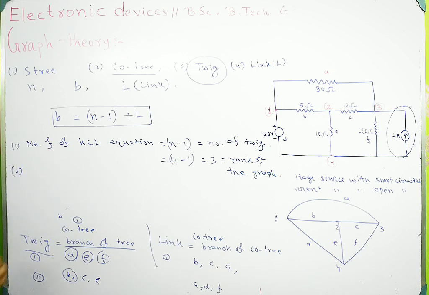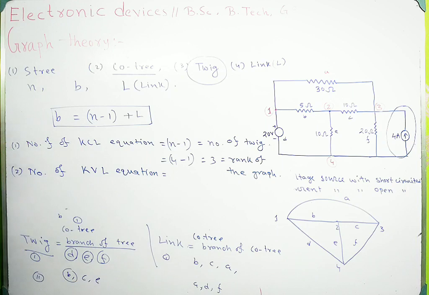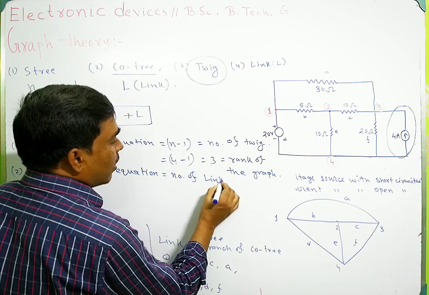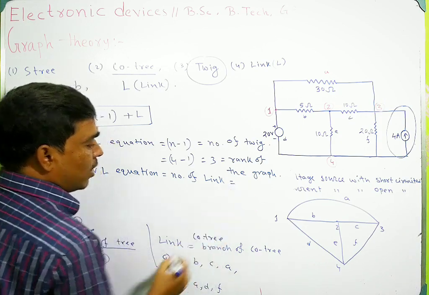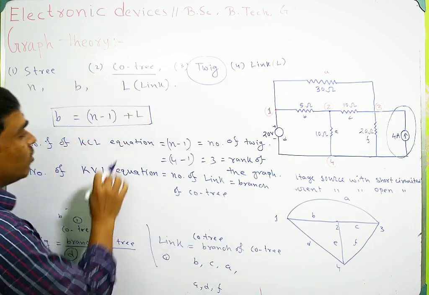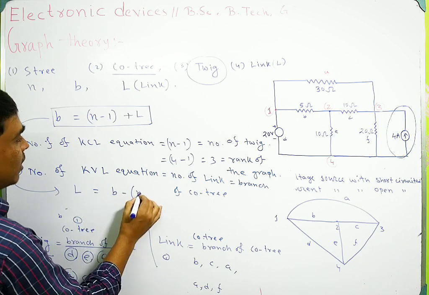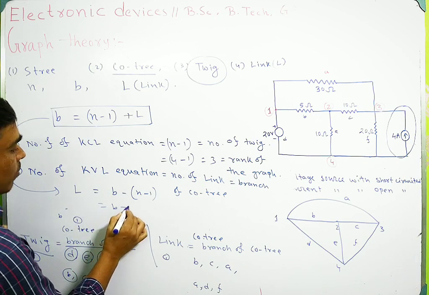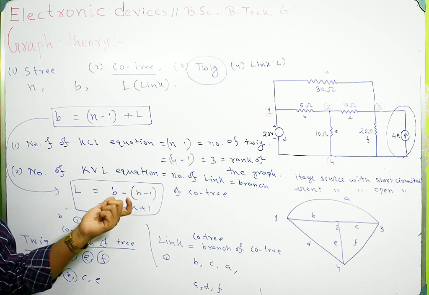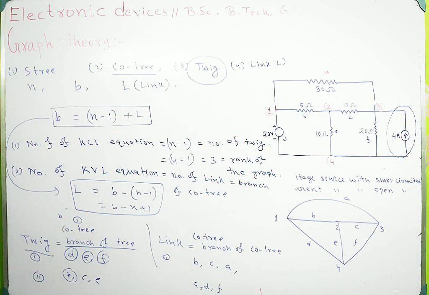Number 2 is the number of KVL equations. The number of KVL equations must be equal to the number of links. A link is a branch of the co-tree. From the earlier formula you can write that L equals B minus (n minus 1), so it will be B minus n plus 1. Using this formula you can also calculate the minimum number of KVL equations to analyze the network.